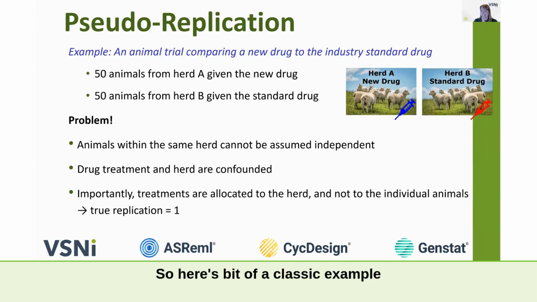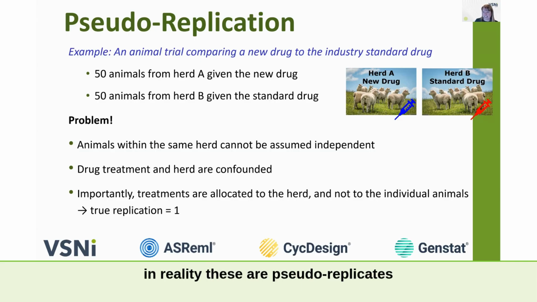So here's a bit of a classic example of pseudo-replication, although in practice it can be a lot subtler and way more difficult to detect. In this case, it's another animal trial, conducted to compare a new drug with the industry standard. So 50 animals from herd A were given the new drug and 50 animals from herd B were given the standard drug. At first glance, it might appear that there are 50 replicates per treatment.